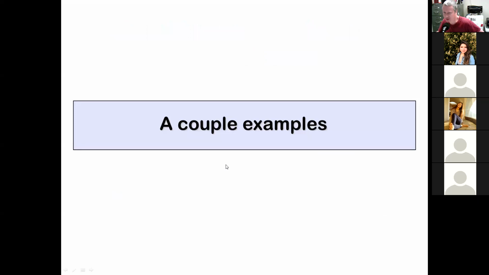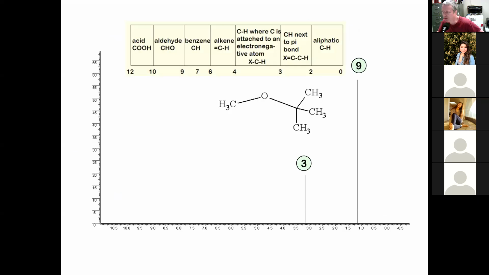All right, now we're ready for examples. So this is tert-butyl methyl ether. Integration is just shown with these numbers, 3 and 9. What do you think is the 3 and what's the 9? The 9 is the tert-butyl group and the 3 is the methyl group. That's easy. Is the methyl where you'd expect it?